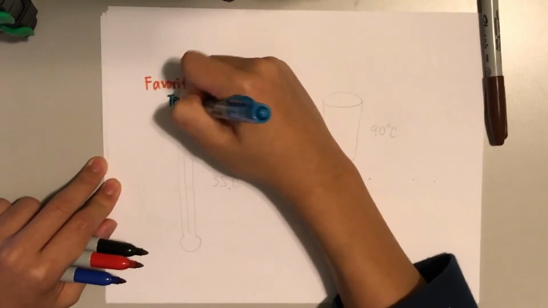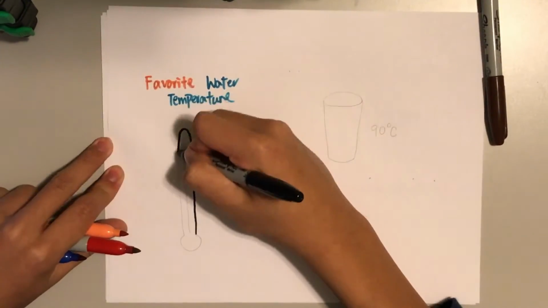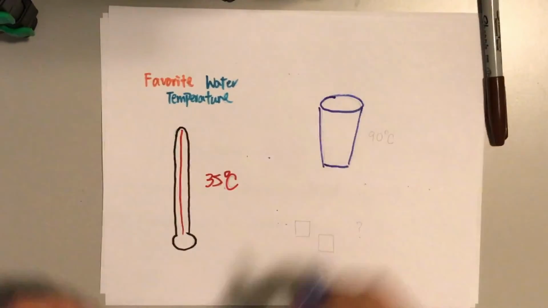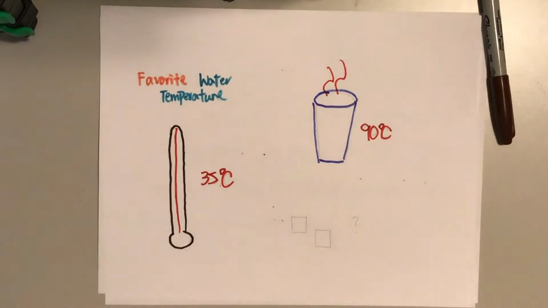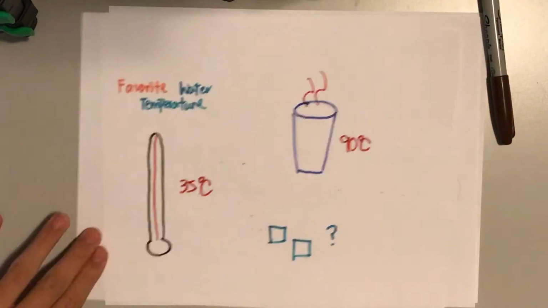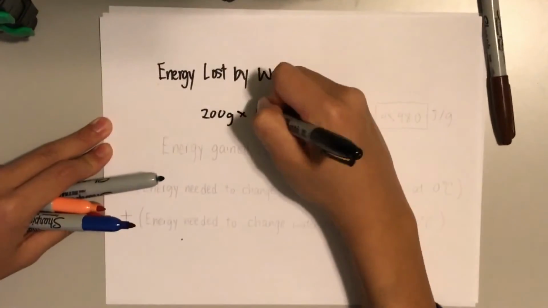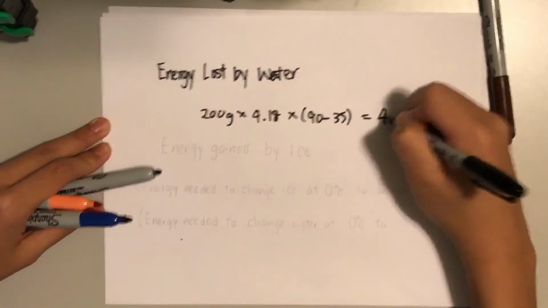So you have your favorite water temperature to drink, which is 35 degrees, but you have a cup of hot water that is 90 degrees. How do you know how much ice you need to make the hot water the temperature you desire? First, you have to find the energy lost by water.